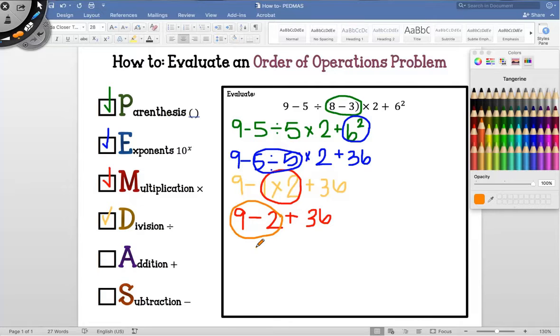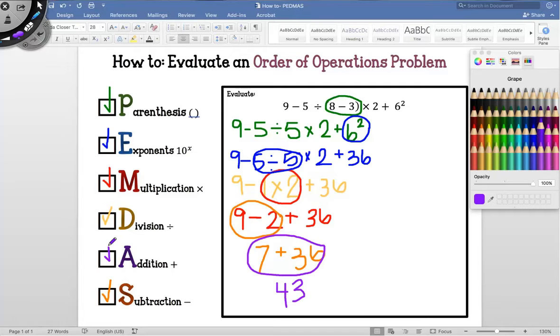So 9 minus 2 is 7. Bring down my plus 36. And I know I get to come over and mark that off because I've completed that step. Then I'm going to do my very last step, which is 7 plus 36. You can circle that one if you want to, but you don't have to because it's your very last step. 7 plus 36 is 43. So your final answer on evaluating this order of operations problem is 43.